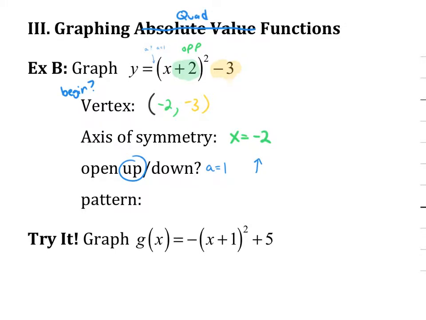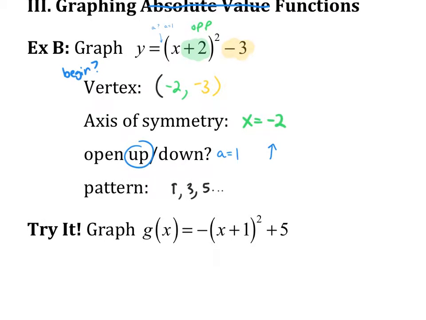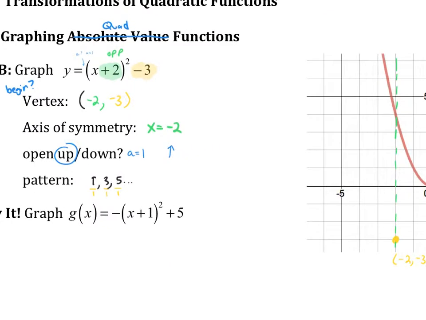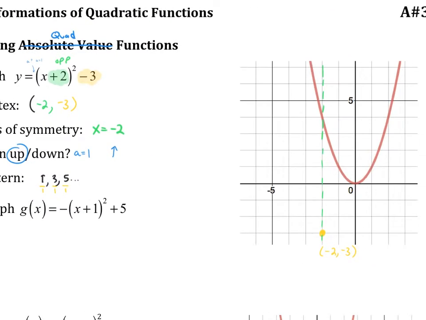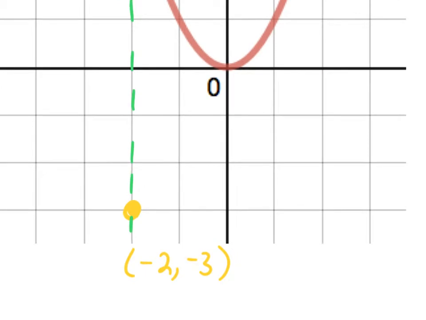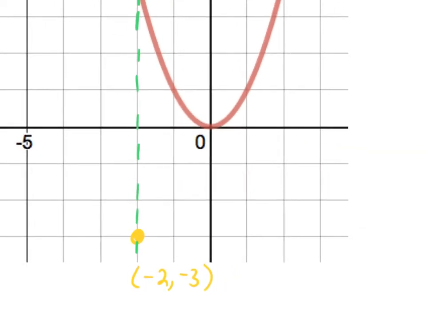And since a is 1, my pattern is 1, 3, 5, etc. And let's always recollect that it's always over 1. Even if it were a fraction to begin with, it's over 1. So let's attack, kill, destroy. From this, I need to go up 1, and then right 1, and then I reflect it across the axis.